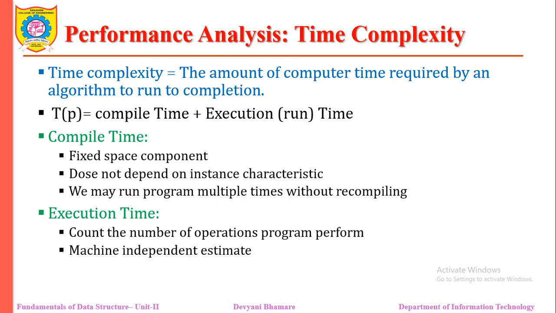Once we get that information, then we need to use the system clock to time the program. But obtaining such information is really not worth the effort. So alternatively, we could count the number of operations the program performs. This gives us a machine independent estimate. But we must know how to divide the program into distinct steps.